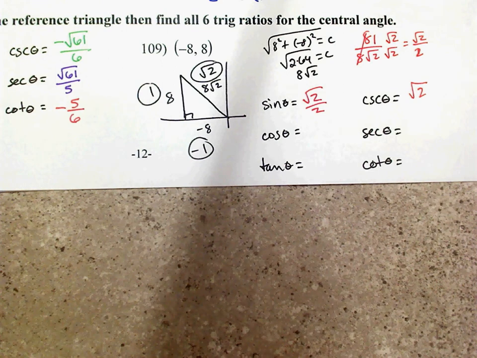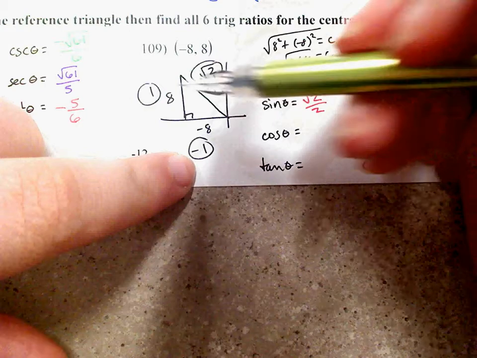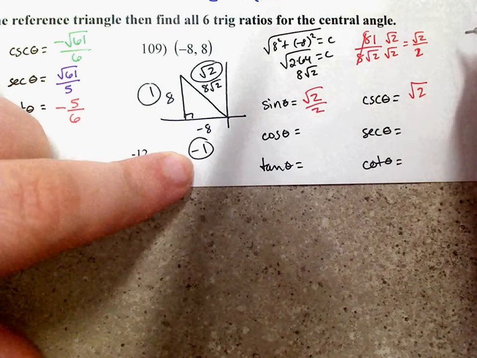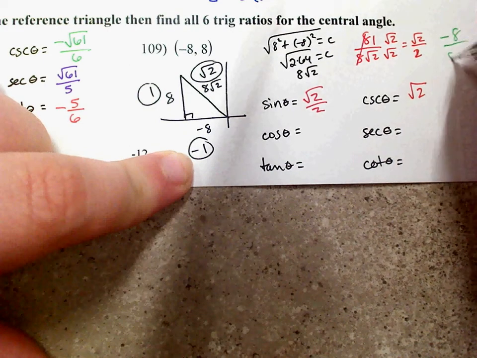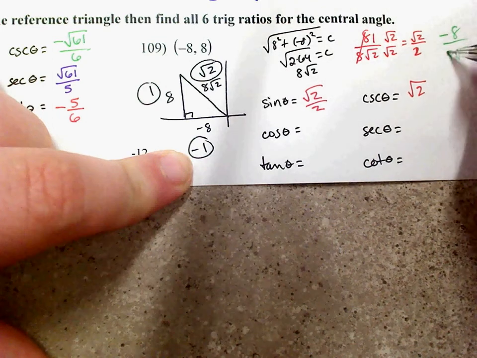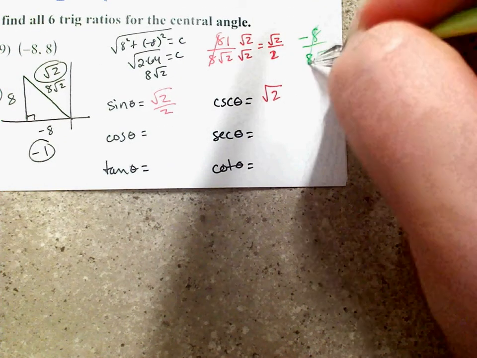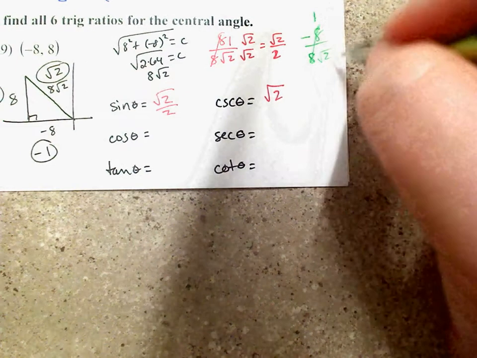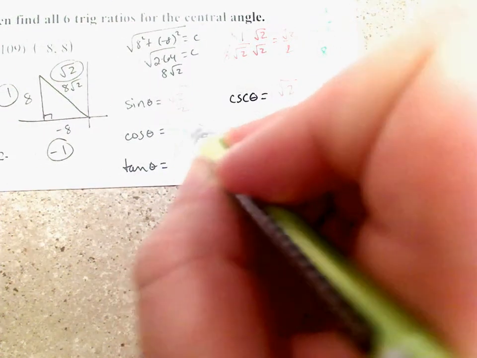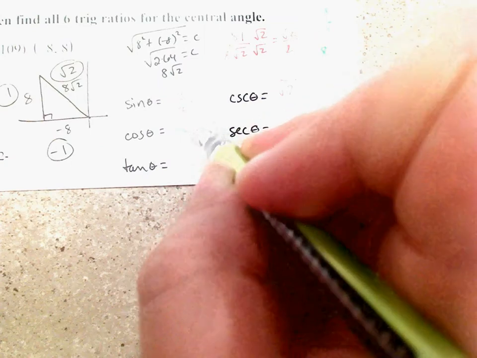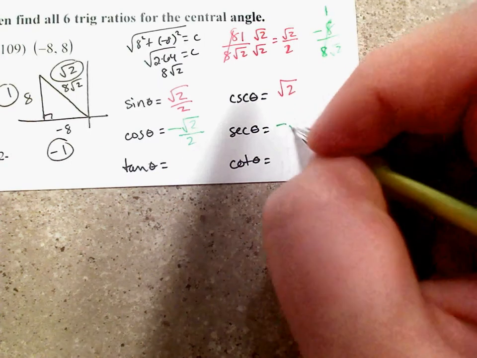Cosine is adjacent over hypotenuse. The only difference between opposite over hypotenuse and adjacent over hypotenuse is that the adjacent is negative, so negative 8 divided by 8 square roots of 2. Those simplify down to 1 as well, so I might as well be dealing with negative 1 over the square root of 2 or negative square root of 2 over 2. And then this will just be negative square root of 2.